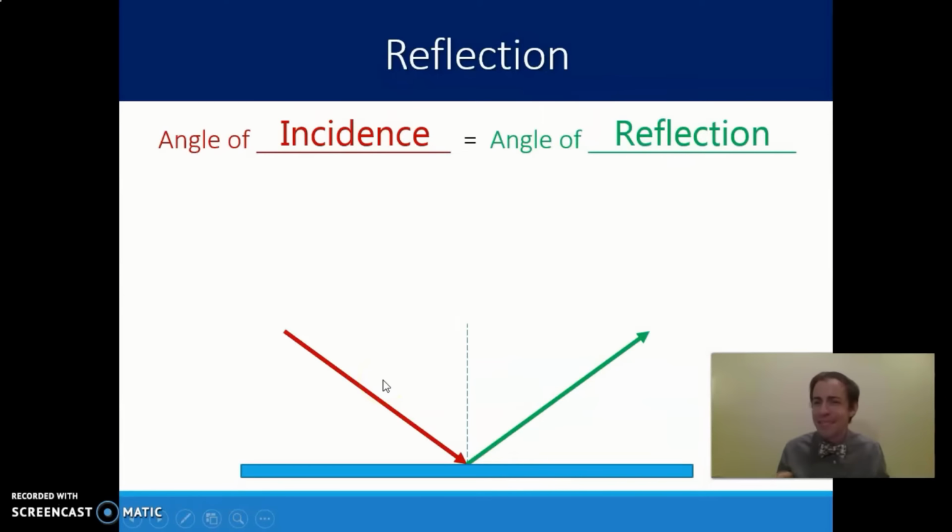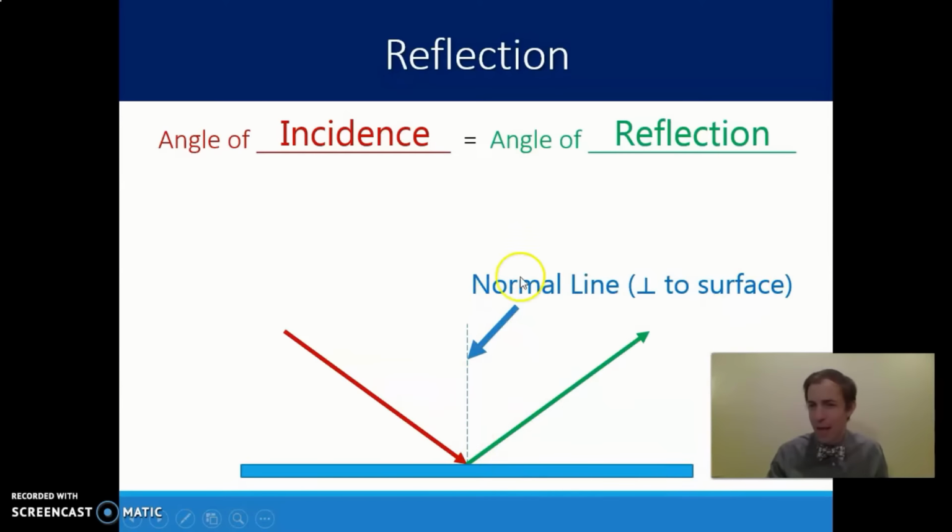Now, something that's interesting here in the physics of this all is where that angle is actually being measured from. Now we have a little dotted line here that's perpendicular to the surface. Let's say that the surface is a mirror. Now that dotted line represents the normal line. Normal is just a mathematical term that means perpendicular to. So the normal line is perpendicular to the surface, and we measure this angle of incidence and angle of reflection in reference to that normal line.